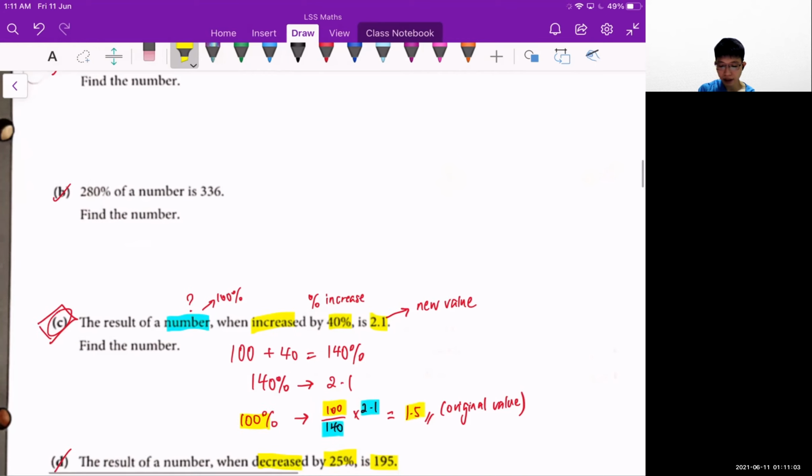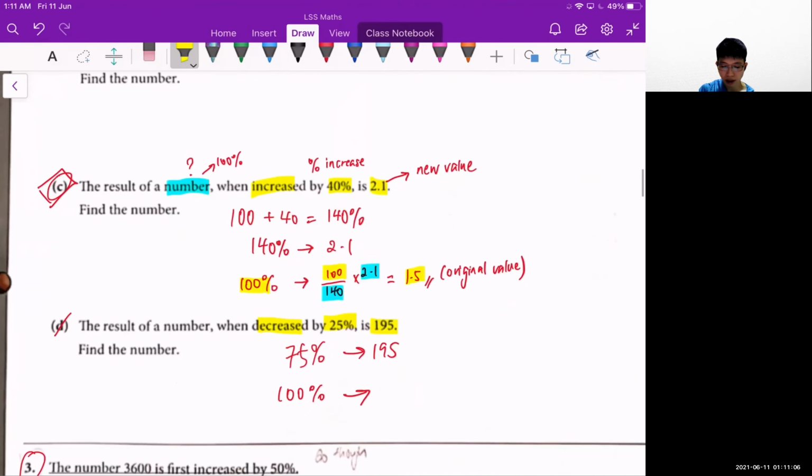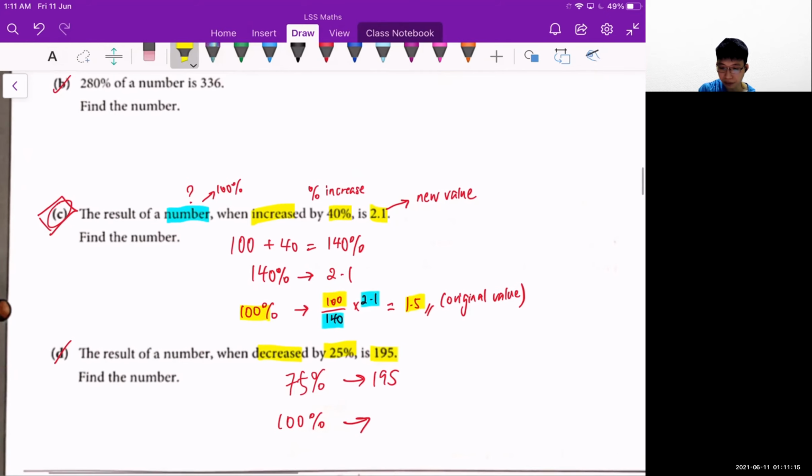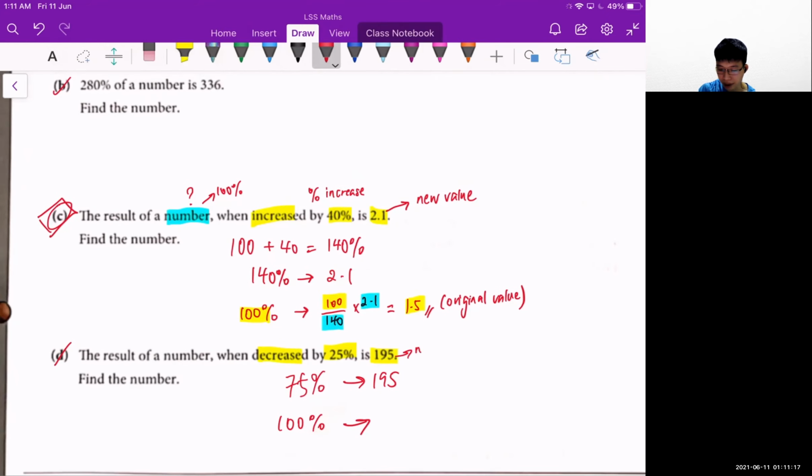So for part D, it's similar also, just that now they give you the percentage decrease, and they give you the new value. So I want you to try it yourself.